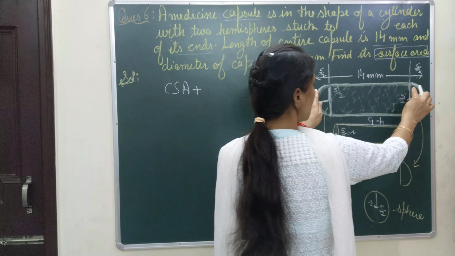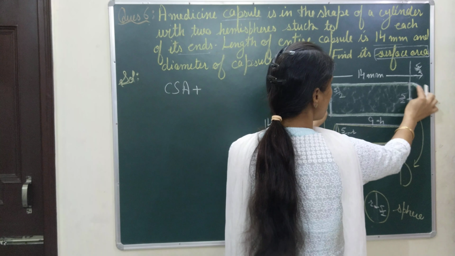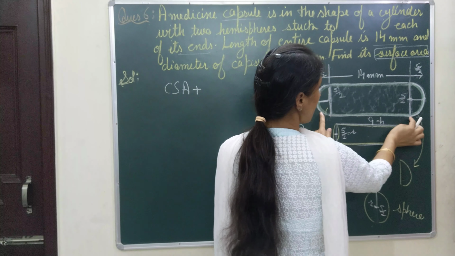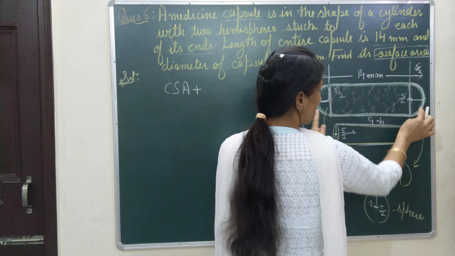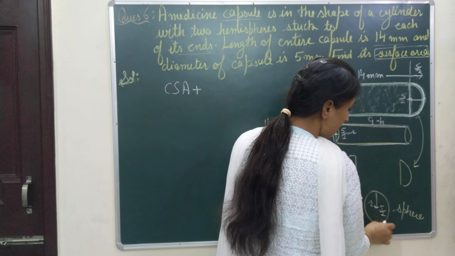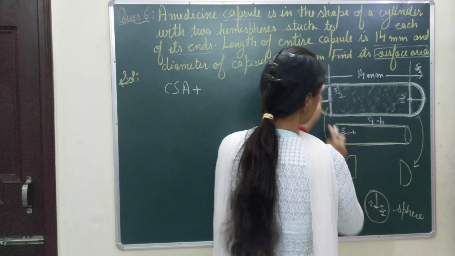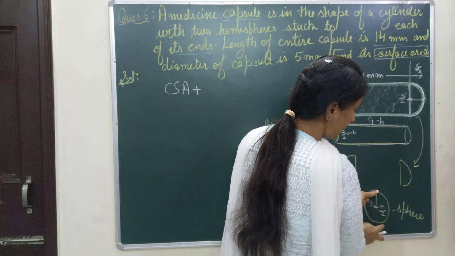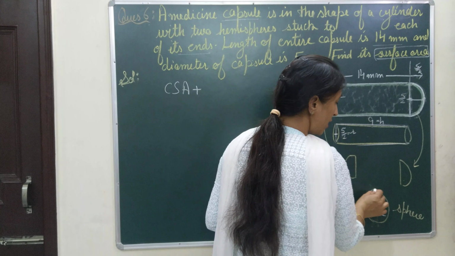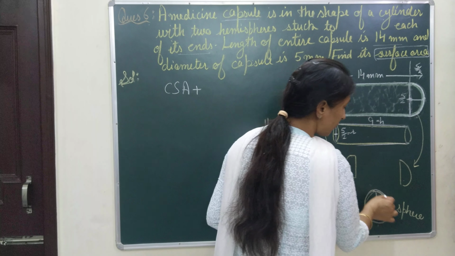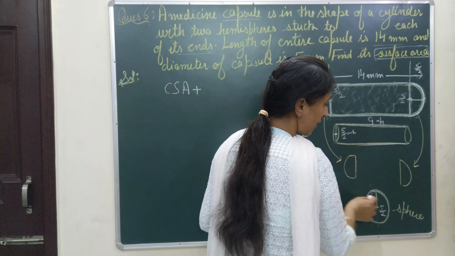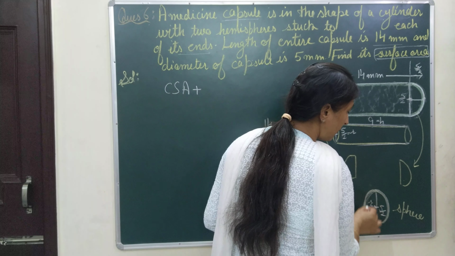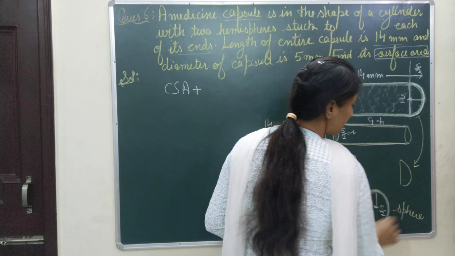Now when I am touching these two portions, I am touching the surface area of the two hemispheres. When I touch from this side, I am touching half of a sphere, and from this side, I am again touching half of a sphere. So I will take the full surface area of the sphere: half from this side, half from this side, it forms a complete surface area of the sphere.